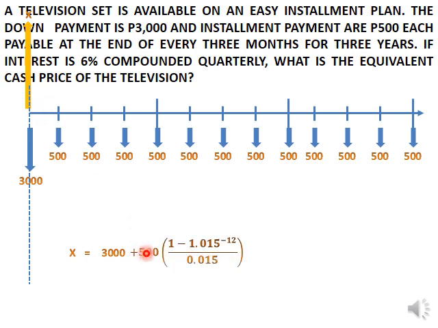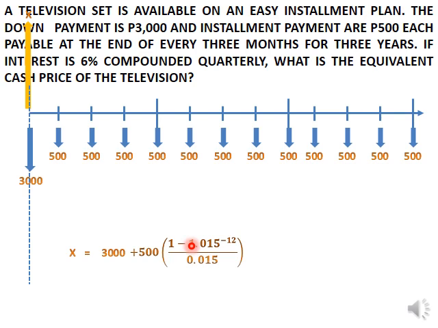So we will have 5,000 according to the formula, 1 minus 1.015, because, why the interest? If the interest is compounded according to the problem, the interest is 6% compounded quarterly. Now the 6% here is a nominal interest. Since the compounding is quarterly, then we need to divide it by 4. 6% divided by 4 is 1.5%, and that is our interest here.